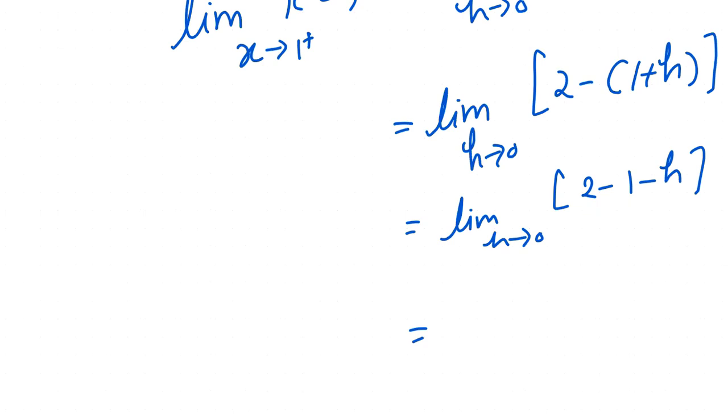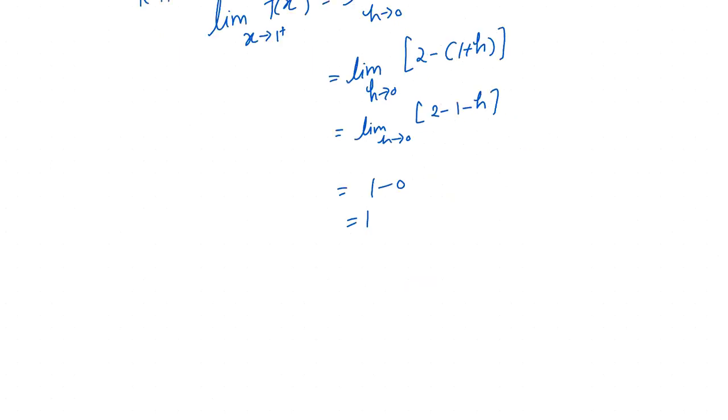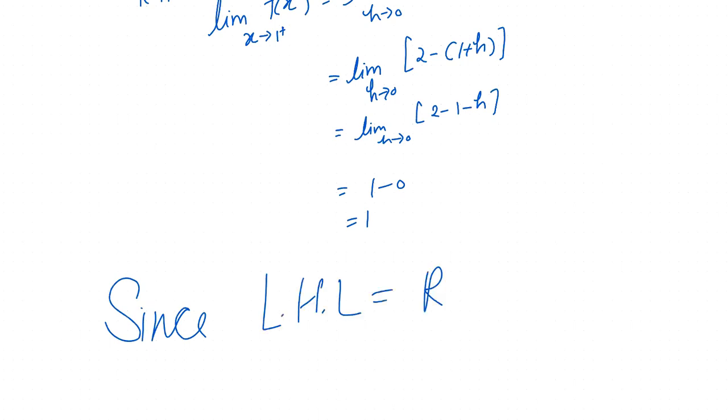So it is 1. And we will explain now, since LHL is equal to RHL, hence the limit exists. Because both limits are the same, that is why we can conclude the limit exists. Okay? Yes. Since LHL is equal to RHL, hence limit exists.